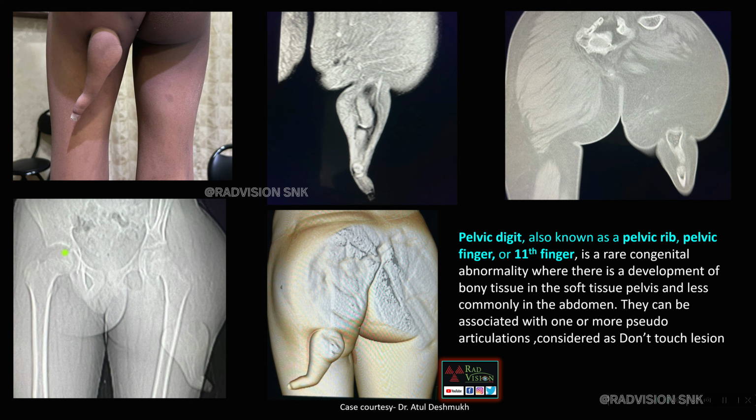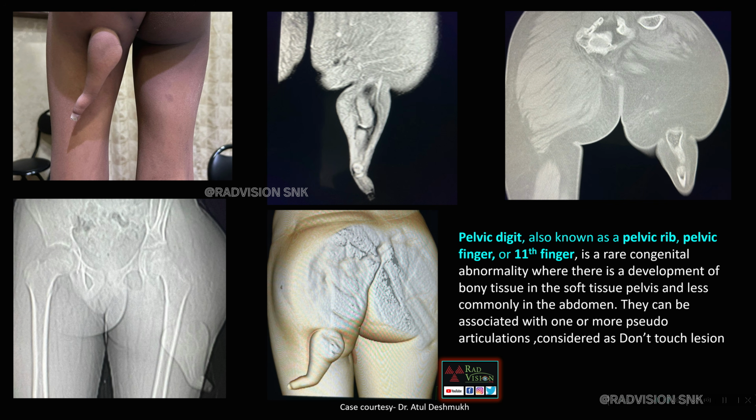Next, here also you can see there is a soft tissue density lesion which is protruding from the gluteal region. Here on the radiographs you can see this soft tissue density lesion, but on the CT you can clearly see there is a bone-like structure in the soft tissue density, which has a broad base and is narrowed at the tip. So this is a classical case of pelvic digit.